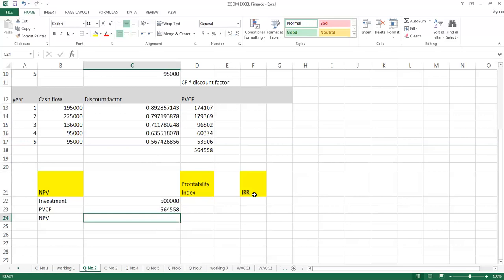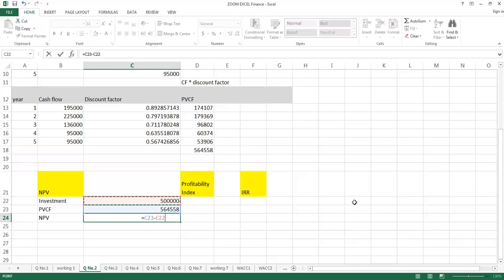So my resulting amount is 564. Now think yourself. Your investment is 500,000. The present value of cash flow that you are getting is 564. Should you accept this project or not? Of course, we will accept the project because my investment is less than the cash flow I am receiving. Carefully see, it's up to you.